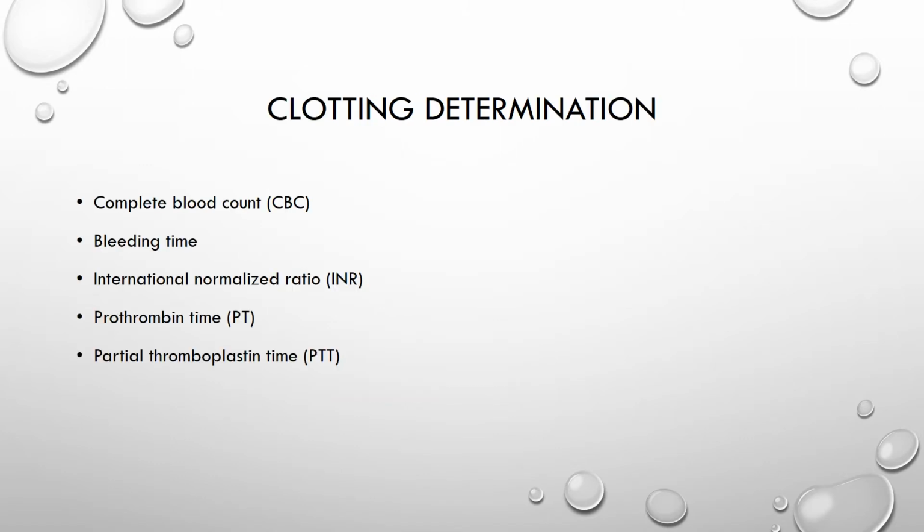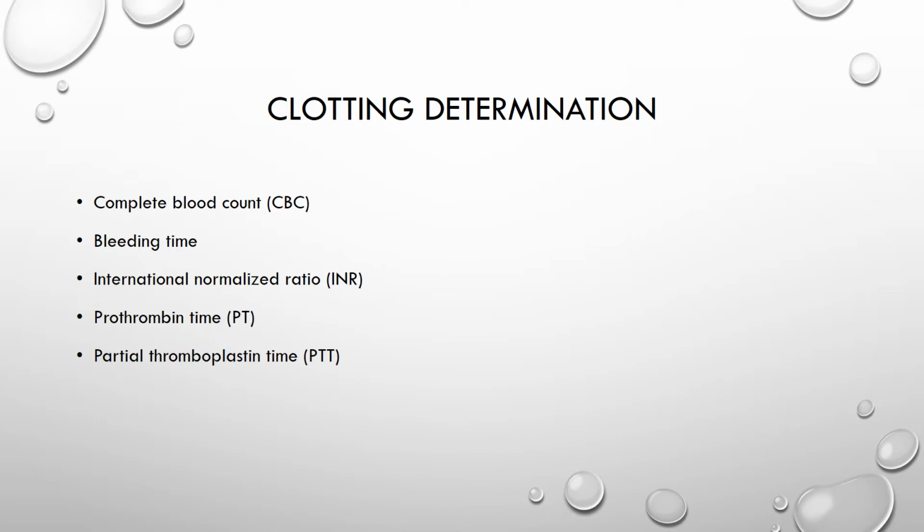How do we determine clotting times? Well, we need to know the complete blood count: how many red blood cells are there, how many thrombocytes are there, what the white blood cell level is like, and the bleeding time, which is how long it takes for you to clot once you're cut. But the international normalized ratio is the most reliable test, and the normal is 1, but people that are on anticoagulants may be in the 3 to 4 range.